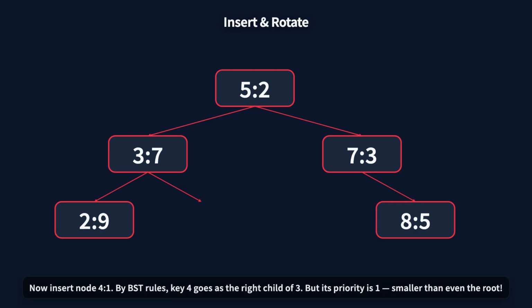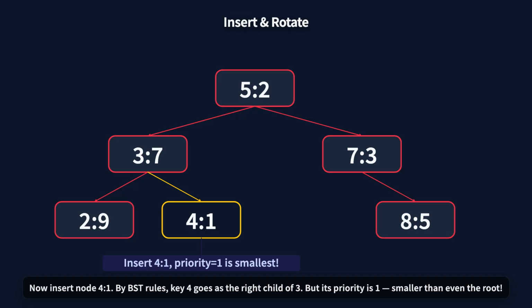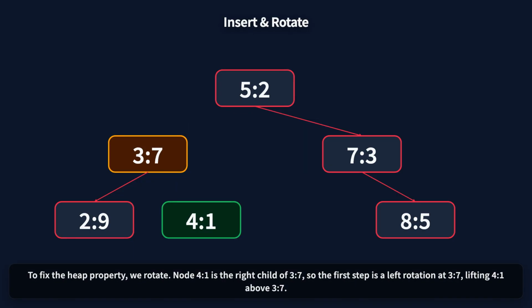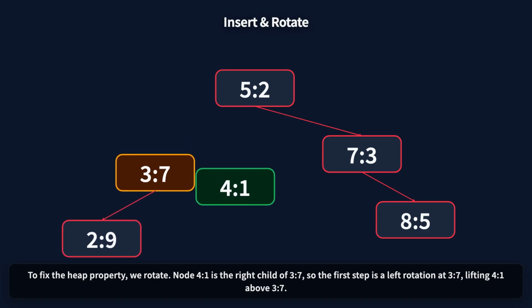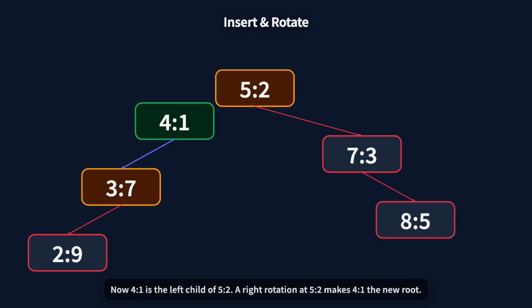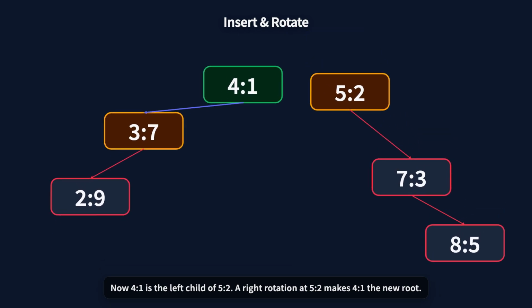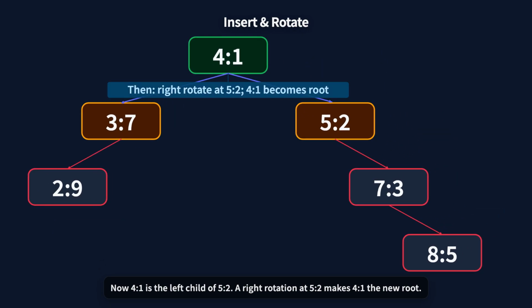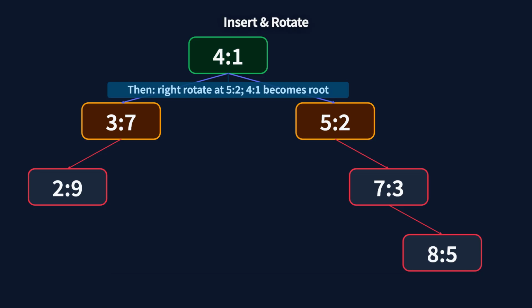Now insert node 4, 1. By BST rules, key 4 goes as the right child of 3, but its priority is 1, smaller than even the root. To fix the heap property, we rotate. Node 4, 1 is the right child of 3, 7, so the first step is a left rotation at 3, 7, lifting 4, 1 above 3, 7. Now 4, 1 is the left child of 5, 2. A right rotation at 5, 2 makes 4, 1 the new root.